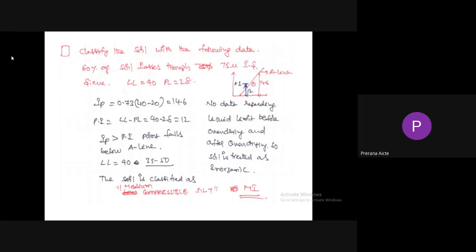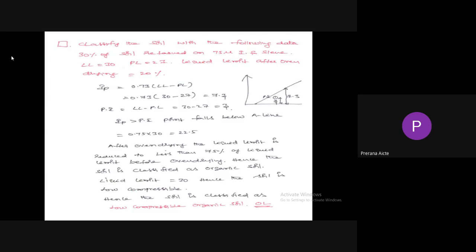Here liquid limit is between 35 and 50, so it is medium or intermediate compressible. It falls below the A line, and no data is given regarding liquid limit before and after oven drying, so it is assumed as silt. So the soil is classified as intermediate compressible silt.